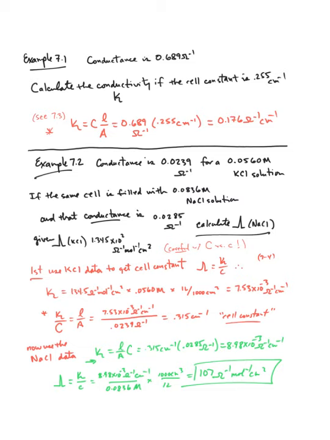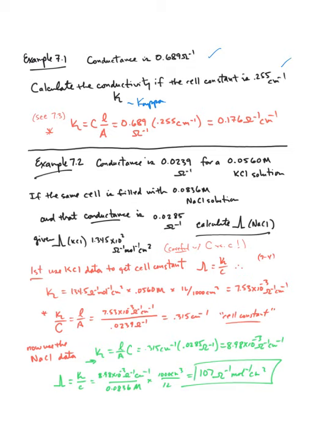So here's a couple of examples just to go through the equations we've discussed. If you're given a solution and the conductance, the capital C, is 0.689 inverse ohms, calculate the conductivity if the cell constant is given to you. Well, you're going to see equation 7.3 from the previous slide, and you could solve for kappa very easily. By the way, another Greek letter, kappa, the conductivity. You get a value of 0.176 inverse ohms, inverse centimeters.